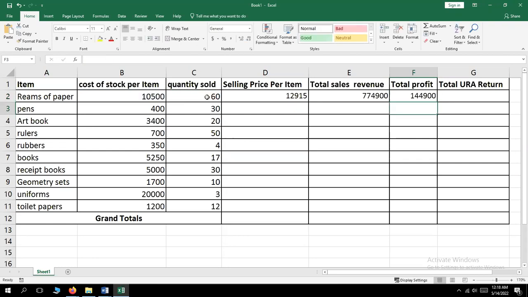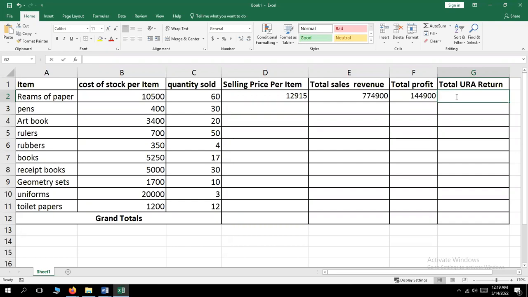So you can say that total profit is out of the 774,900, the profit is 144,900. Then how much revenue out of the profit, which is 144,900, how much money was remitted to URA, which in this case is the tax body?